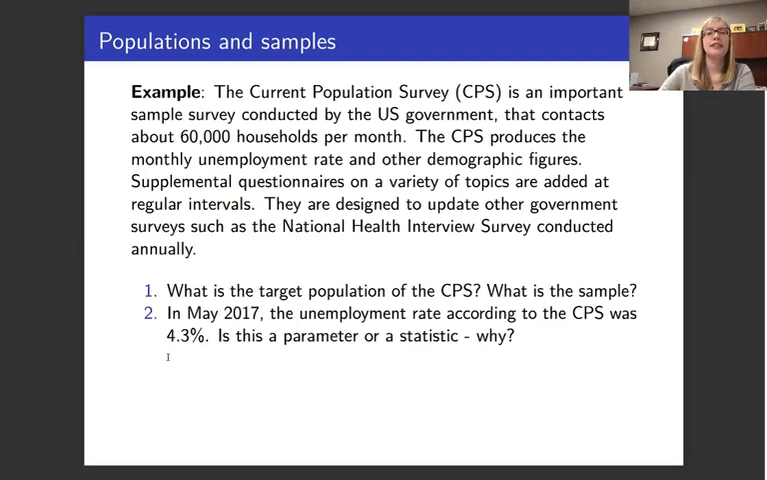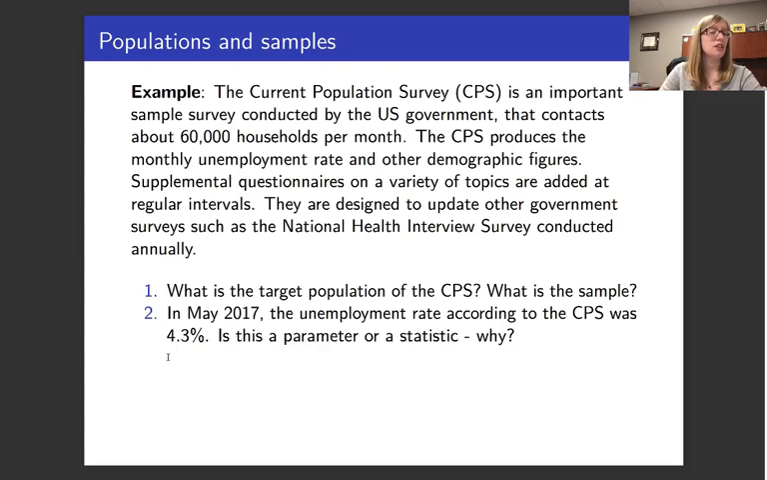So let's take a look at an example. The Current Population Survey is an important survey conducted by the U.S. government. It's actually ongoing. You may never have heard of this before, but it's happening all around you. It actually studies about 60,000 households every month, so it's a pretty big survey. The CPS produces things that you have undoubtedly heard before. Most recently, monthly unemployment numbers were recently released. That's one small piece of information from the CPS.